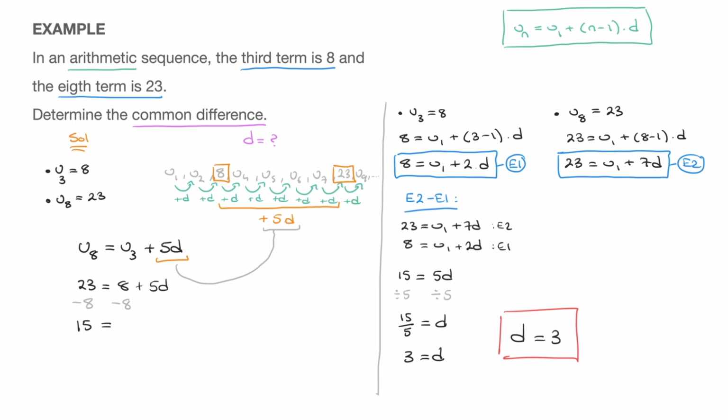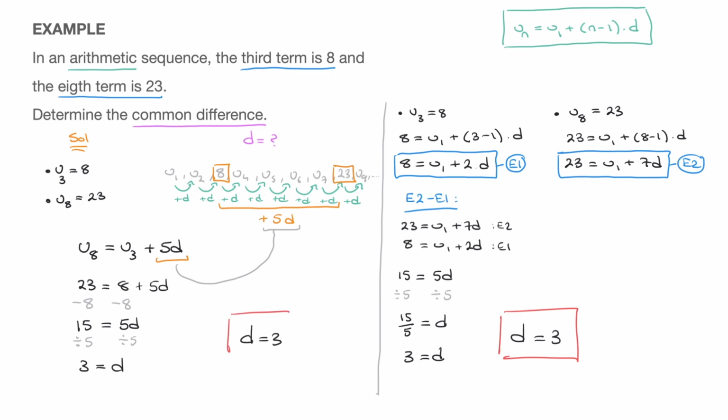In other words, that's 15 equals 5d. Finally, to get rid of this 5 that's multiplying d, we divide the right-hand side by 5, and we therefore do the same on the left-hand side. And so this becomes 15 divided by 5, which is 3, and that's equal to 5d, or 5 times d, divided by 5, which is just d. And so 3 equals d.